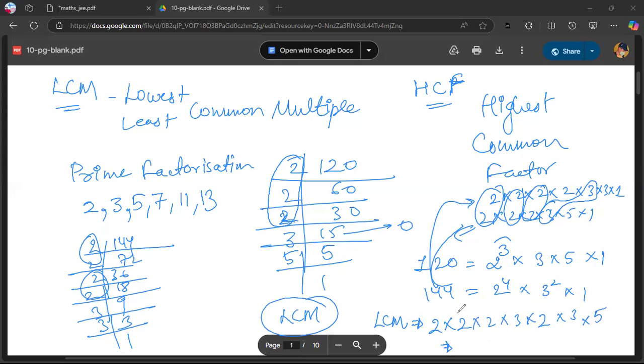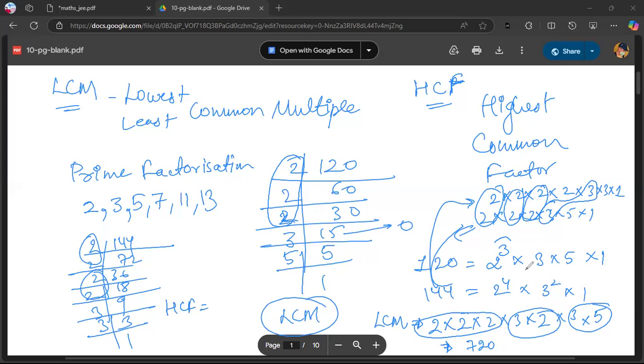Understood? Yeah, so what is this? 8 into 6, 48, 48 into 15. 15 into 6 is 90, 90 into 8 is 720. 720. And what will be its HCF?